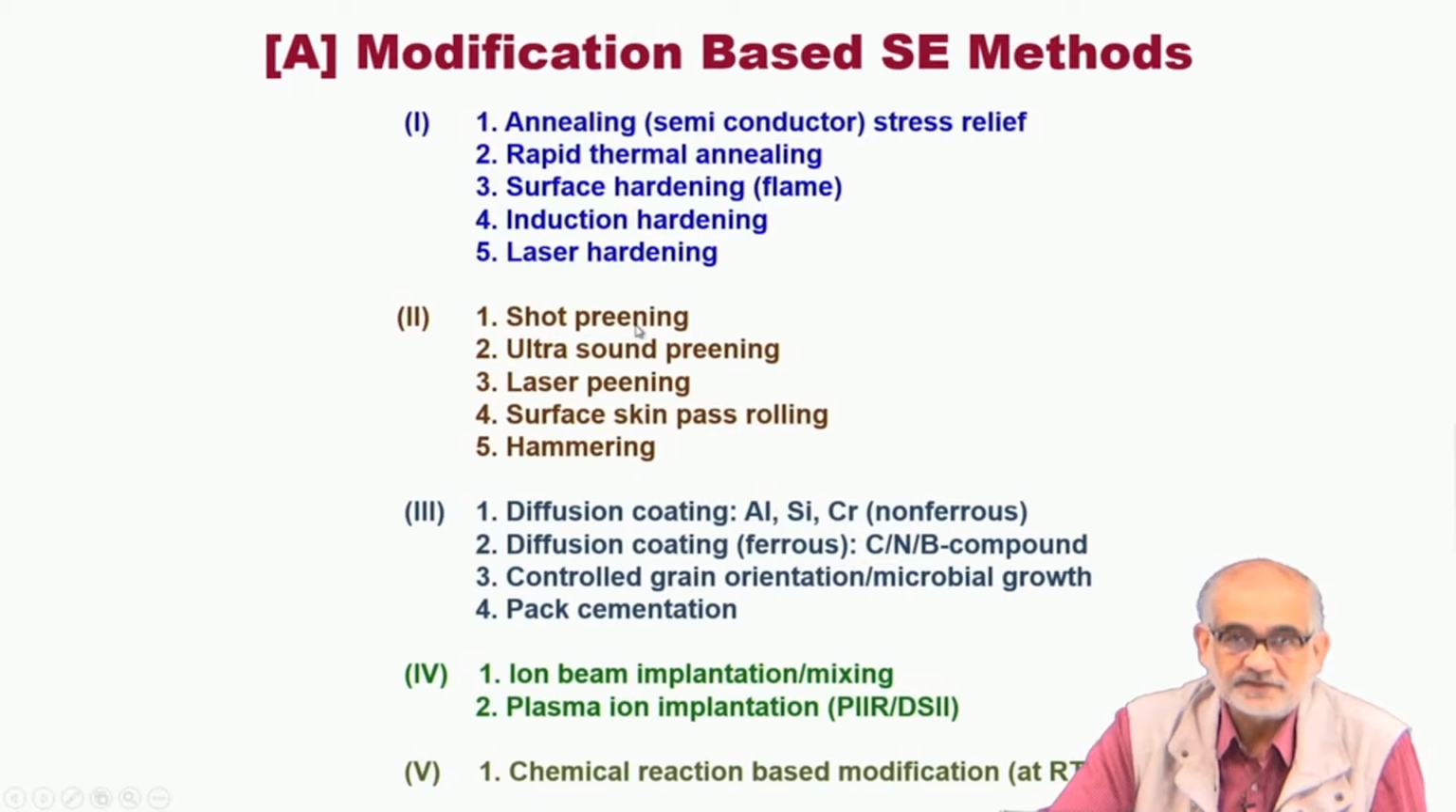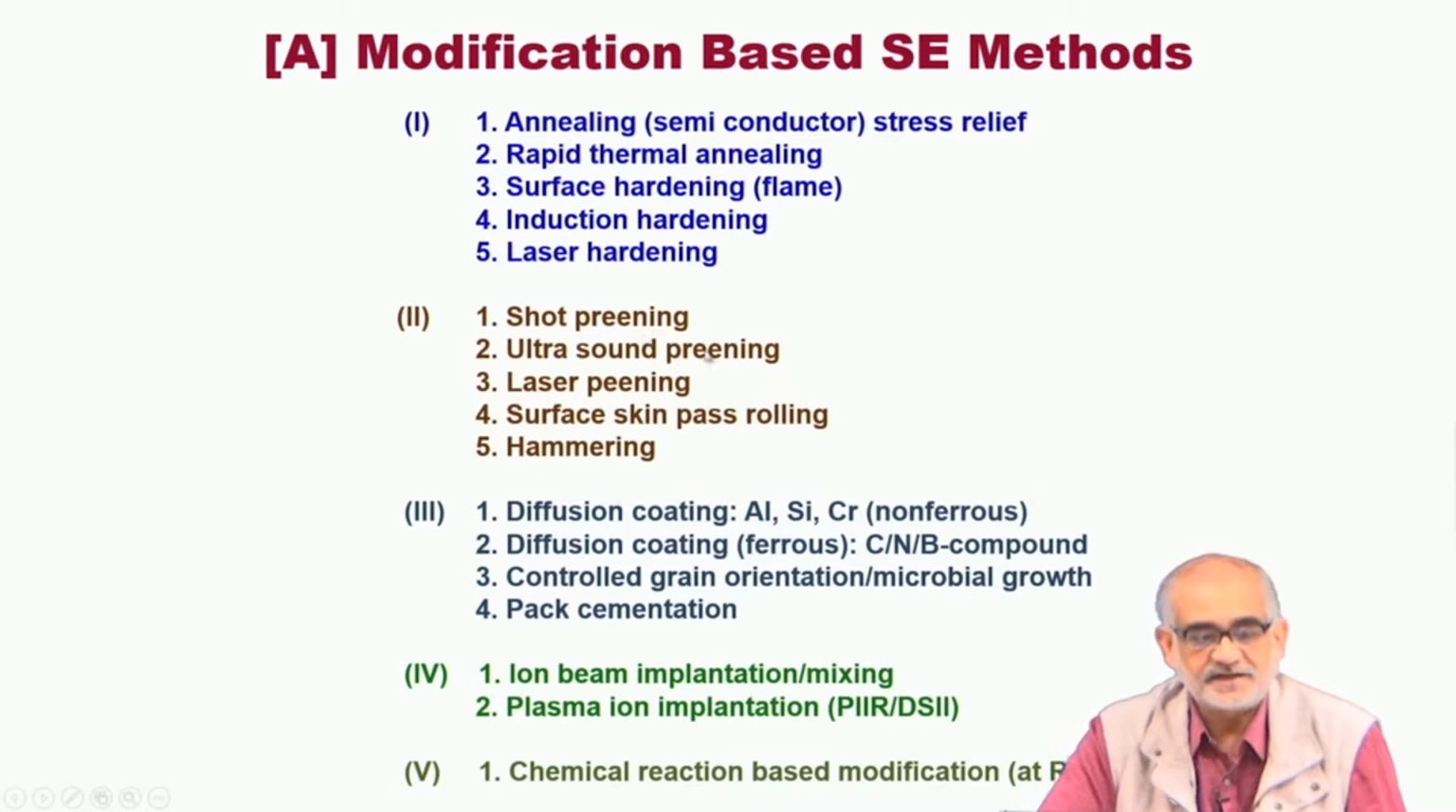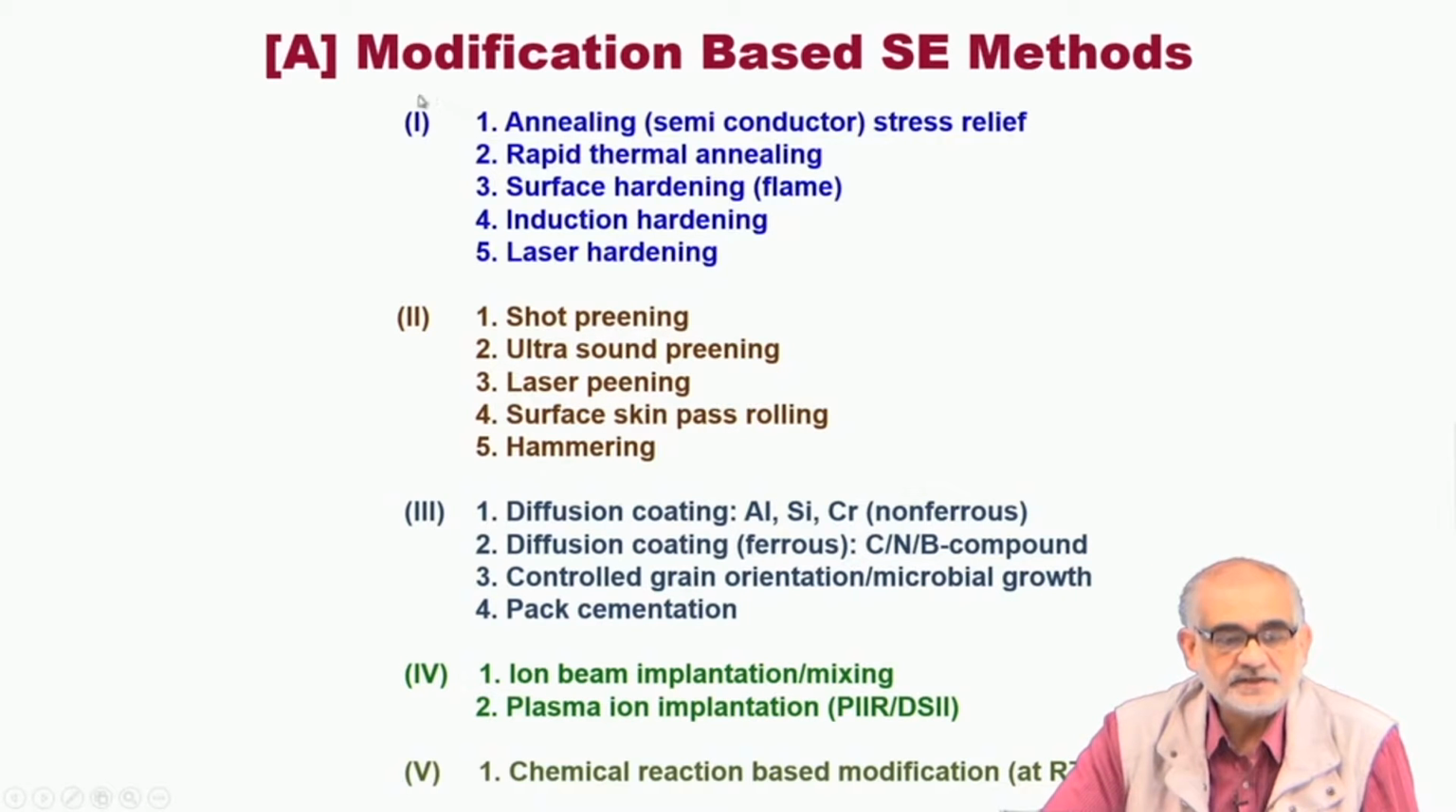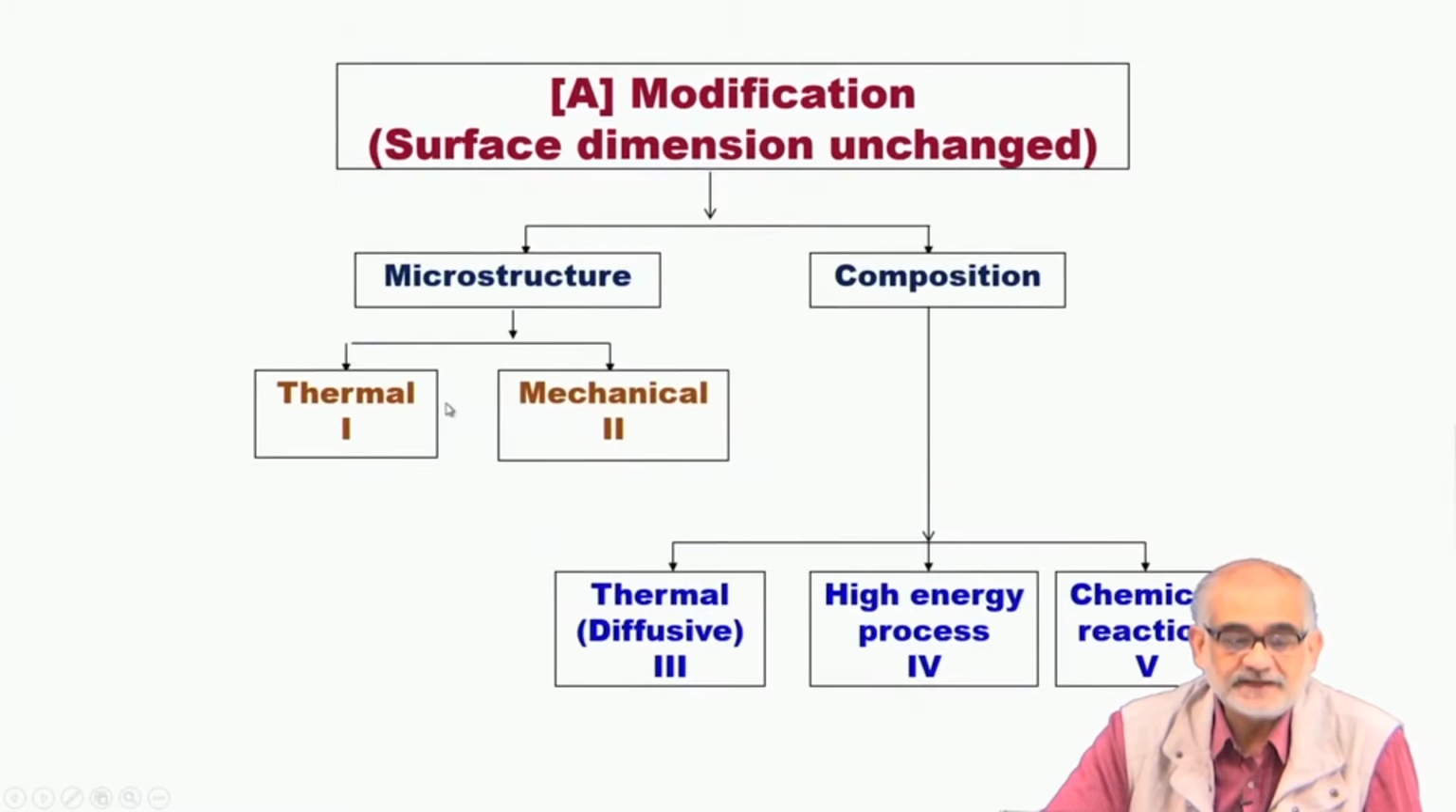So, the crack propagation will be reduced, and in some cases even prevented when the degree of residual stress onto the surface is fairly large. So, under approach A, using the techniques under 1 and 2, we are only changing the microstructure and not the composition. On the other hand, we can also now move on to another possibility, where we do not change the dimension of the surface, but we change the composition.